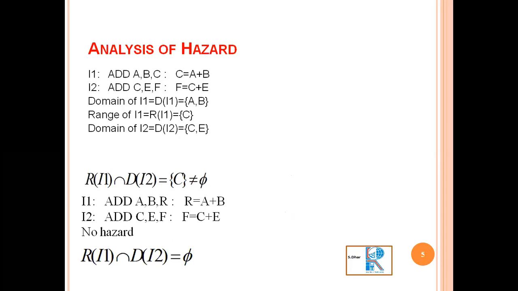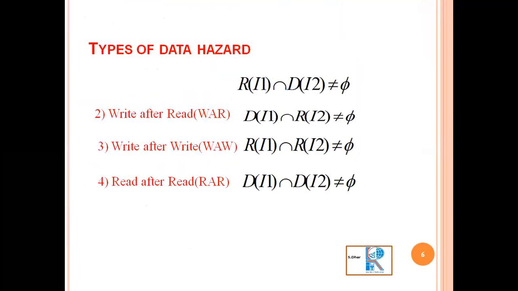If you find that there is at least one register common between two consecutive instructions, that means one hazard occurs here, and that hazard is called read after write hazard. So theoretically, mathematically, there are 4 types of data hazard, because there are 4 types of combination.